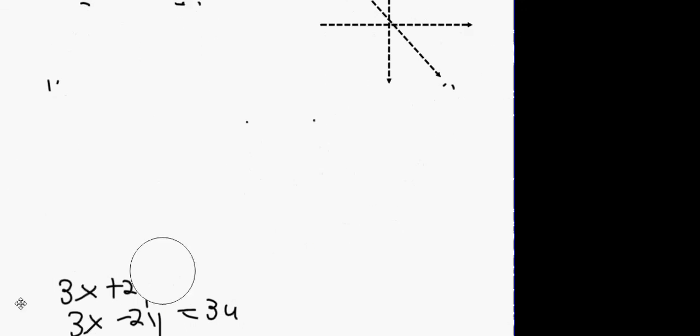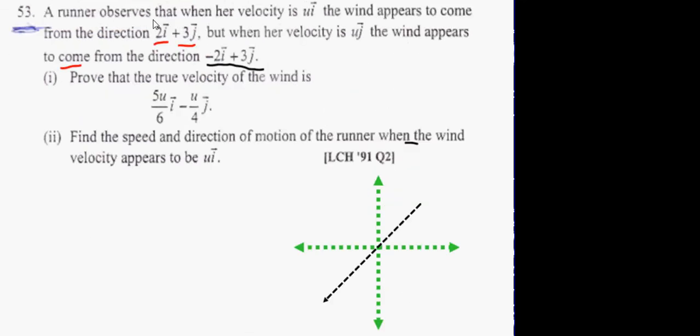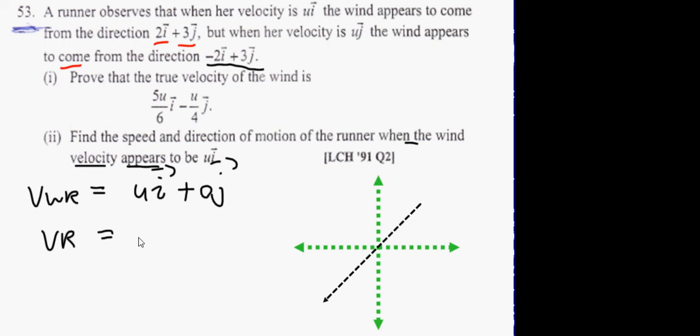Okay, so we're going to start off again up here, and what we're going to say is the speed and direction of the motion of the runner when the wind velocity appears. Key word being appears. Velocity of the wind relative to the runner is ui, technically plus 0j, there's no j value. What are we going to call the velocity of the runner in this case? We can call it xi plus yj. We now know the velocity of the wind, given to us in the first question, which is 5u over 6 i minus u over 4 j.